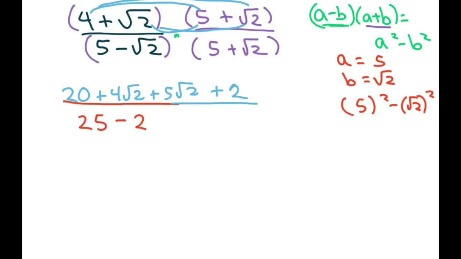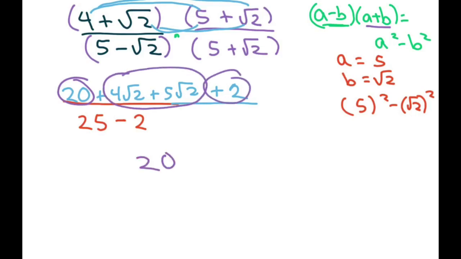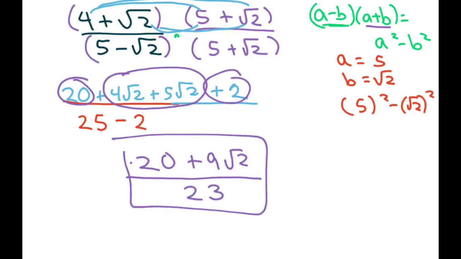Alright, now cleaning this up, the numerator, I can add these two, so that's going to be 20. I can combine those because square root of 2's are the same, so that's plus 9 square root of 2 all over 23. Divided by 23. And that's as much as you can do with that.